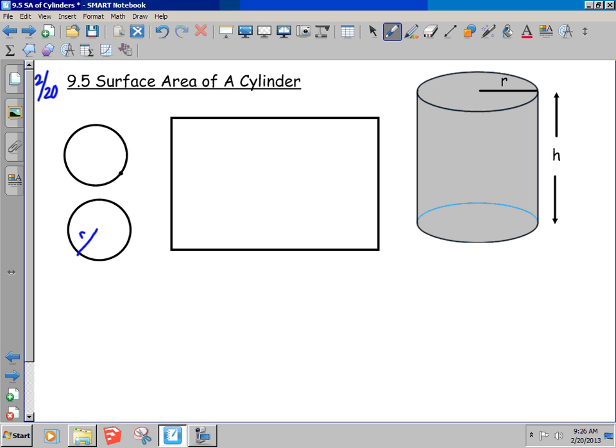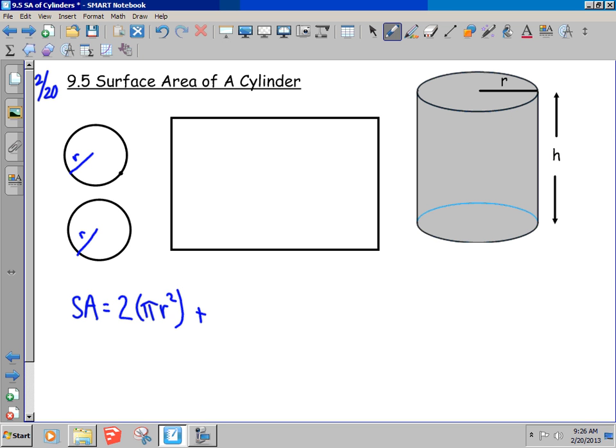We are given in these problems something that can help us find the radius. How do you get the area of a circle? Callie? Pi r squared. And in our cylinder, there are 2 circles. So the area of those 2 circles is 2 times pi r squared. You all get where that's coming from? That's the 2 circles.